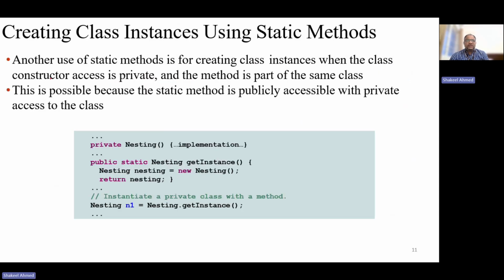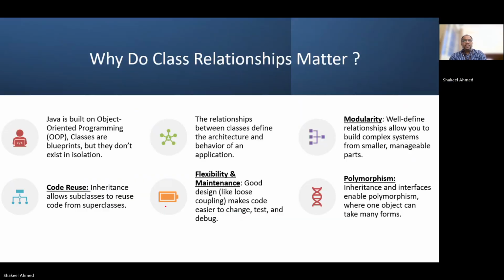The other example is creating a class instance using a static method. You can see that we have a public static method named getInstance, and the class name is Nesting. We create an object with new Nesting and return it. So n1 is an instance of the object, and when you want to get this instance, you can call it directly with the class name. So that was in detail about static.